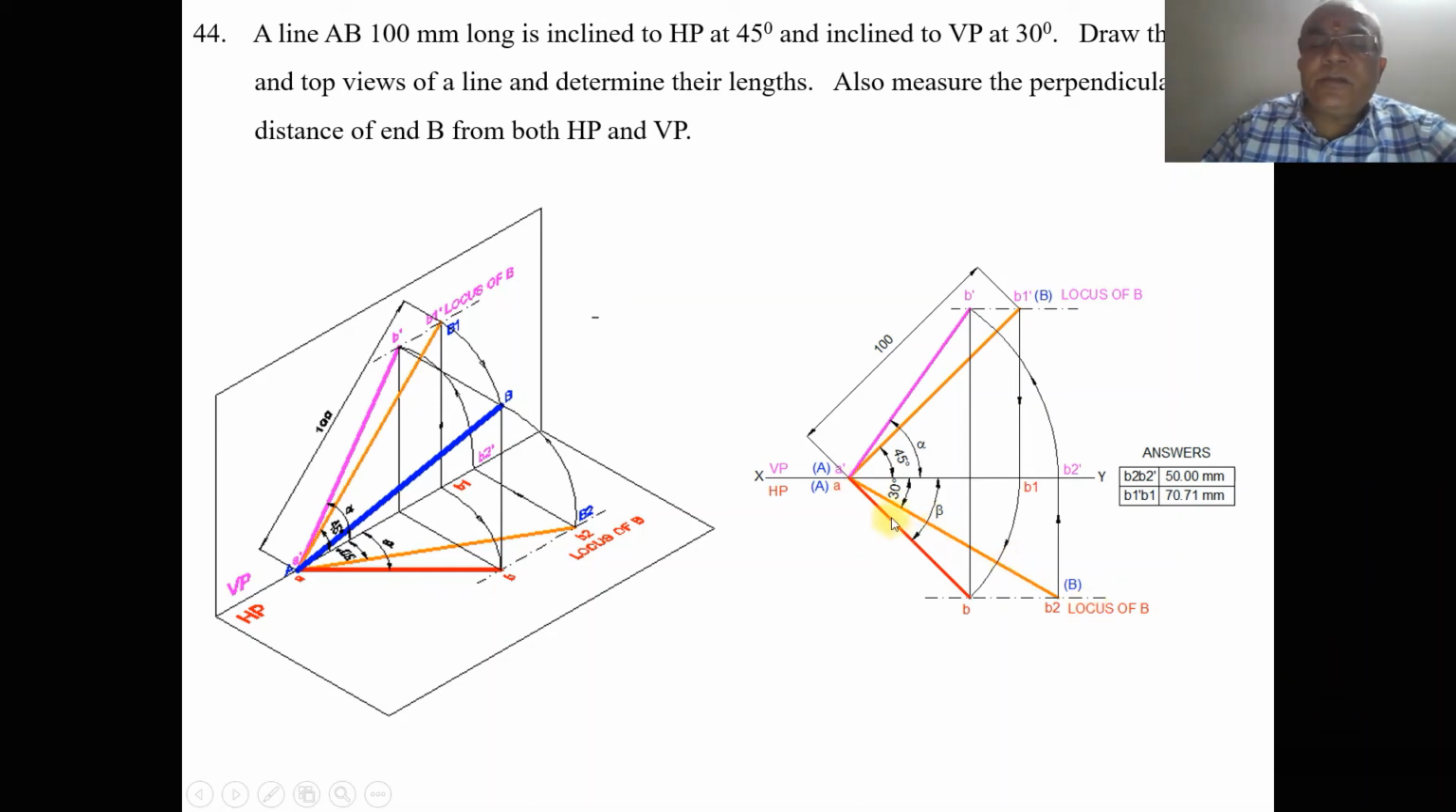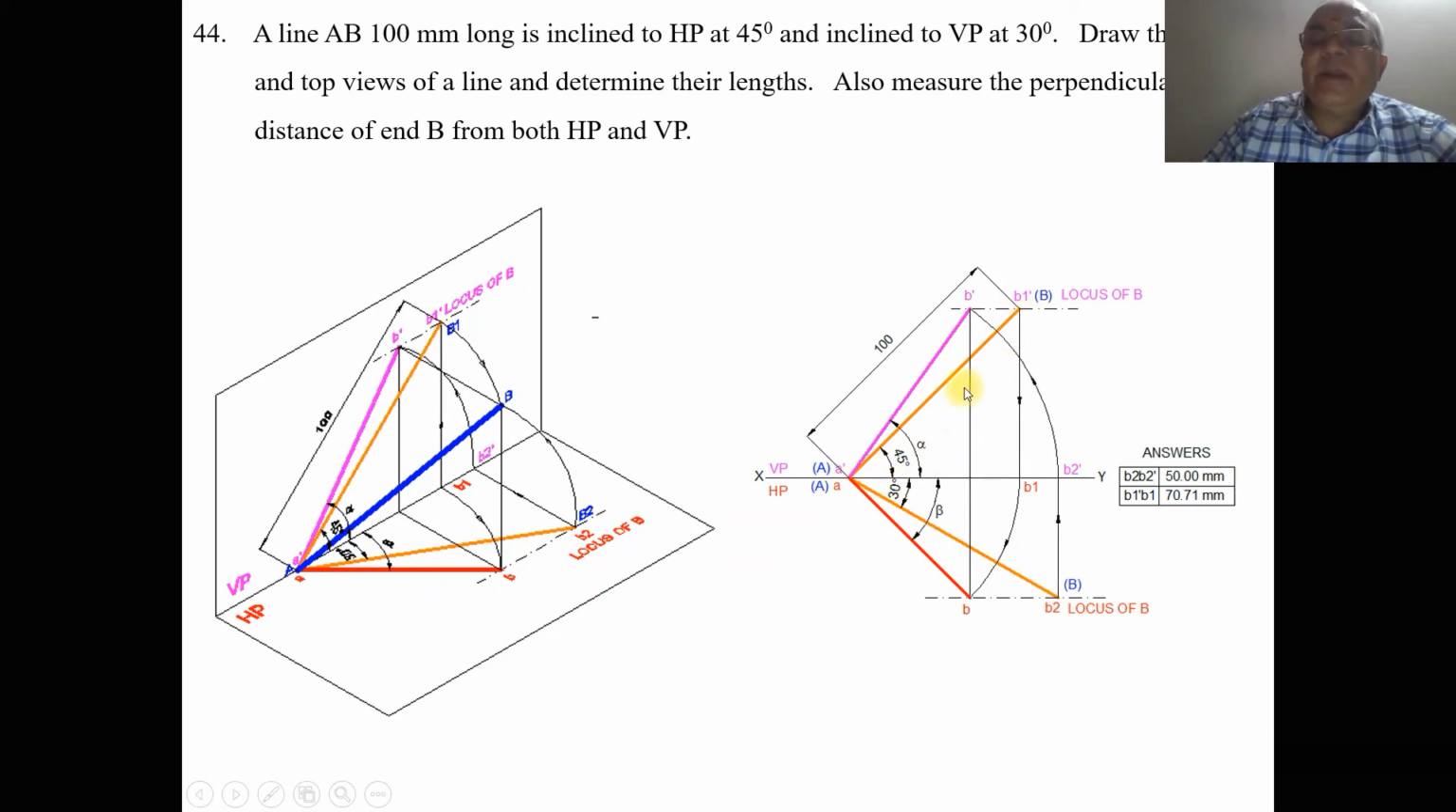Then, using the compass with A dash as center, take a radius of 100 and cut it on this 45 degree line. Similarly, with A as center, take a radius of 100 and cut an arc on this 30 degree line, and draw the loci here. Name these points B1 dash and B here, and B2 and B here. Then join A dash B1 dash and A B2 with a line a little thicker than the XY line.